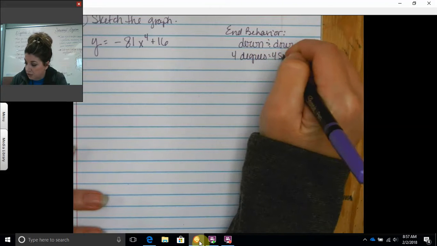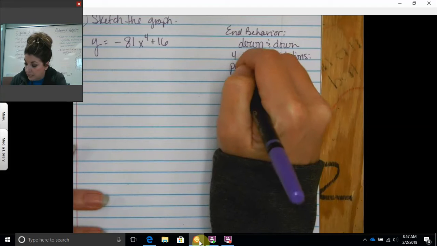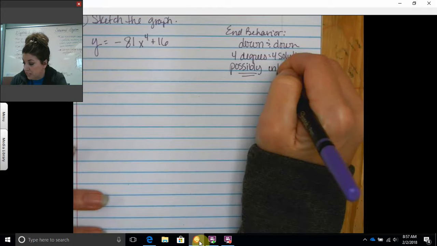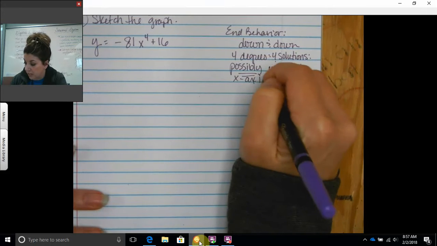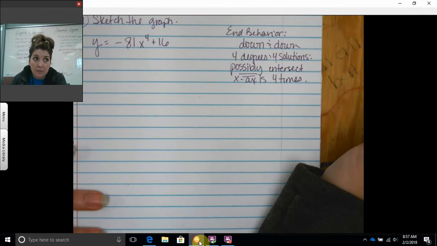Okay. But 4 degrees means 4 solutions, which means possibly intersect the x-axis 4 times. If your graph intersects the x-axis more than that, something's not right. But it could be less. You could have multiplicity. You could have imaginary numbers. Okay? And it might not cross at all.